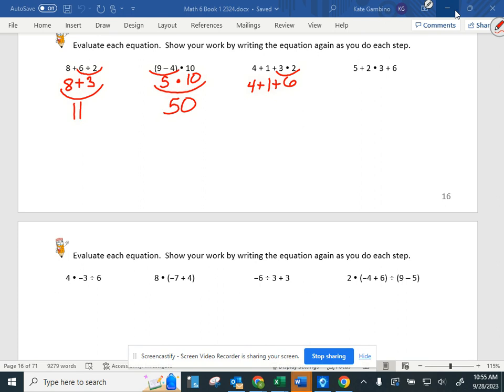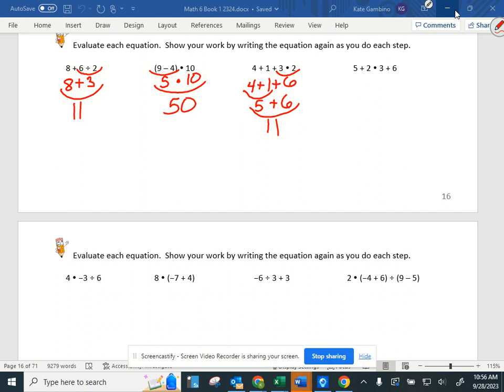Now what do I do next? Zelda? You add the 4 and the 1, which gives you a 5, and then you add that with 6, and that gives you 11. So I have to read from left to right. I have to go 4 plus 1, which gives me 5. Bring down that plus 6. So my answer is 11.